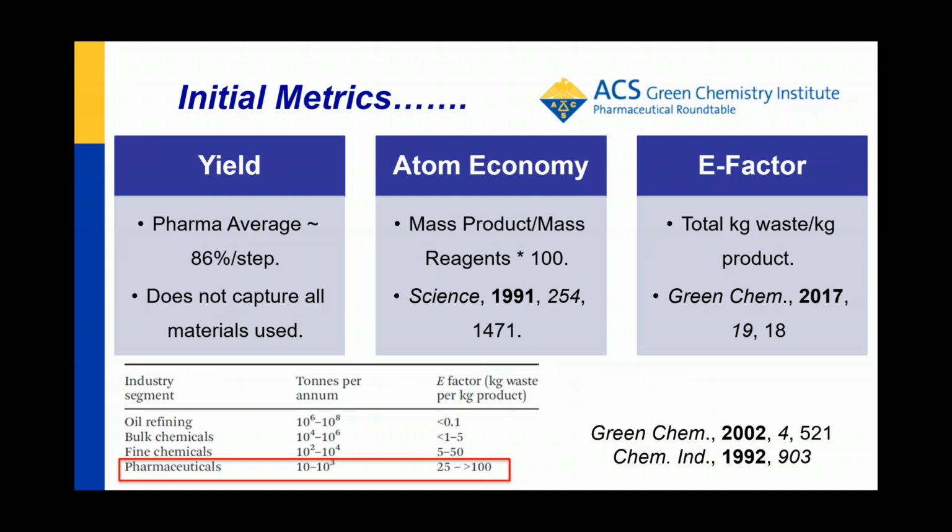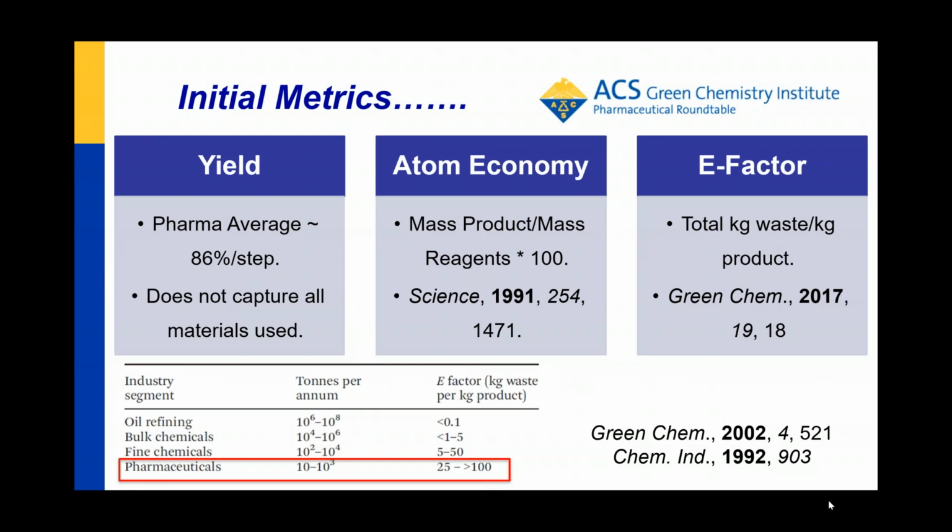But the one thing about yield is that you're just looking at how much product you get based on a certain starting material. You're not capturing all the materials you used. Introduced in the early 90s by Professor Barry Trost at Stanford University was the concept of atom economy. The way I look at this is: how many atoms of your starting materials actually end up in your product? It's a pretty good metric.